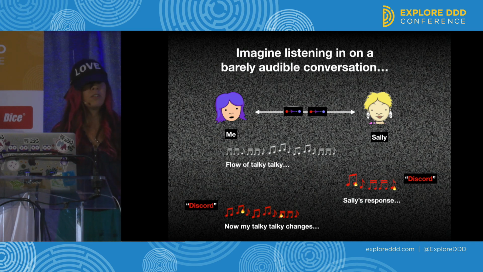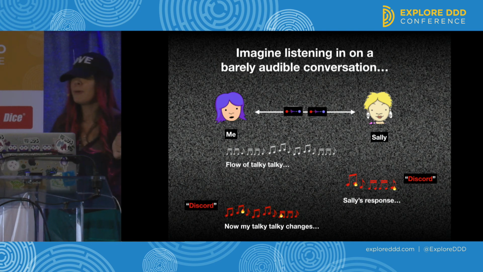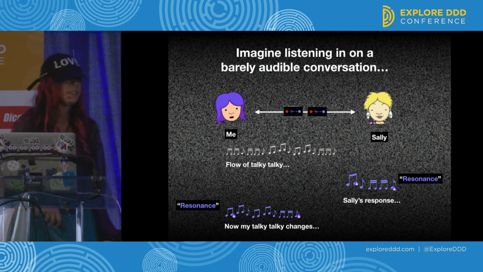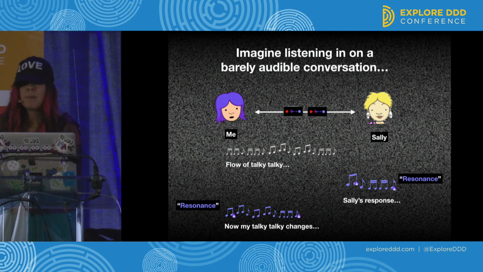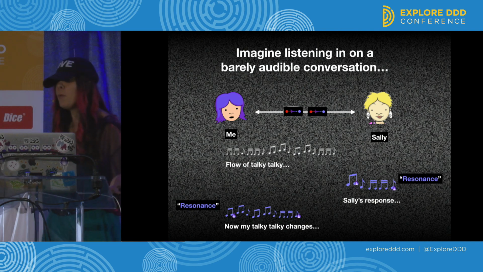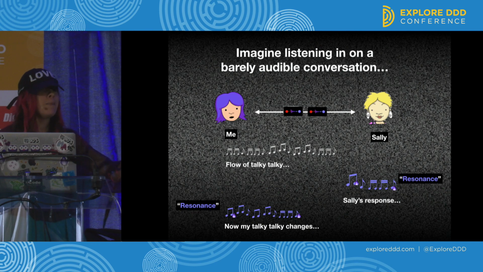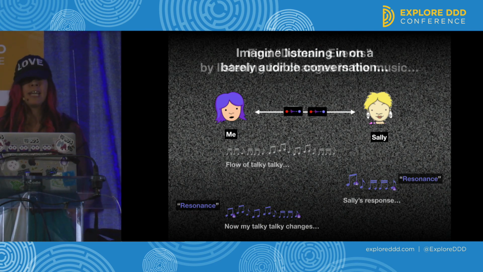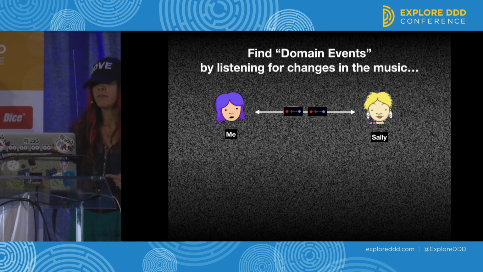So Sally might have a look on her face that's like, this isn't quite right. This doesn't agree with things in my head. I must defend my point of view, whatever it is, right? And the opposite can happen too, right? Sally might also respond with lots of resonance, where Sally might be like, oh, that fits so well with my experiences. That's exactly what I was thinking. You just read my mind, right? That's the opposite. So we can find domain events by listening for changes in music in the conversation.